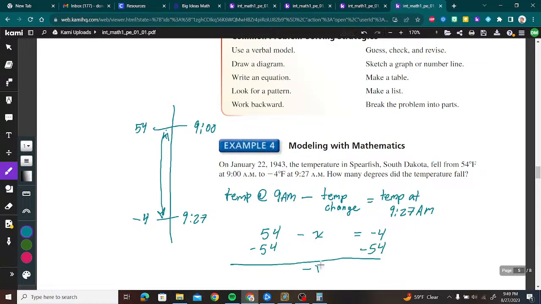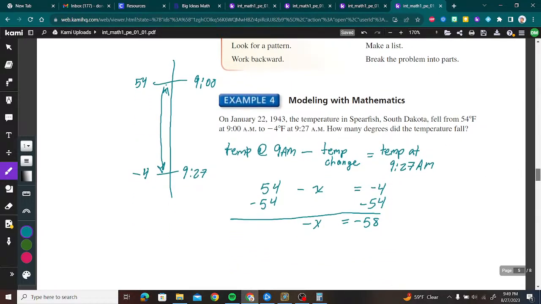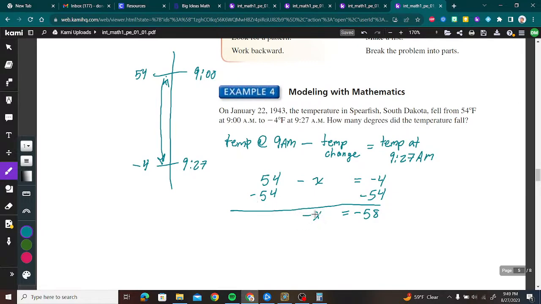So we're going to subtract 54 from both sides. That's going to give us negative x equals negative 58. Now, a couple things we know. We could still undo this multiplication by -1 right here, or we could use some common sense. If the opposite of x is the opposite of 58, then x is 58. But if you don't like that, you can divide both sides by -1, and you get the answer that way.